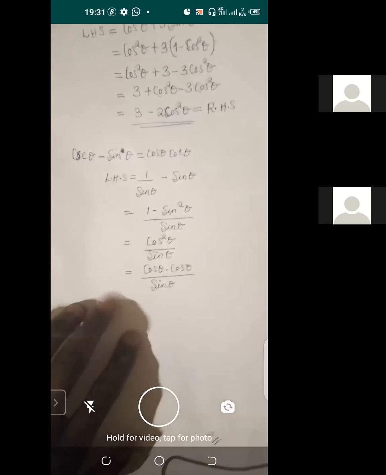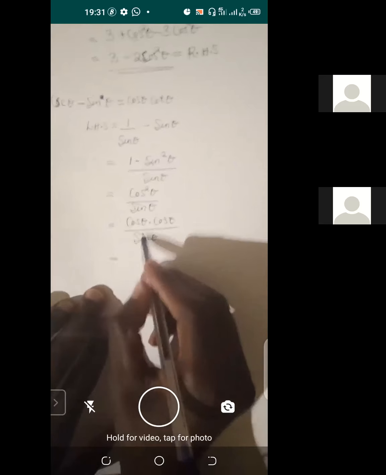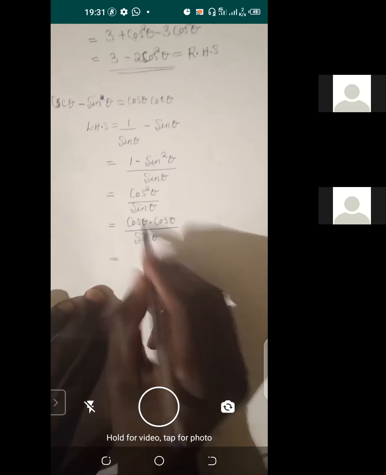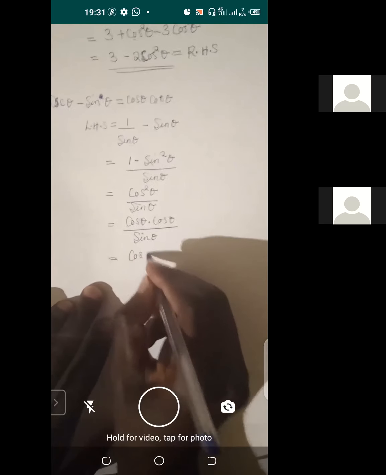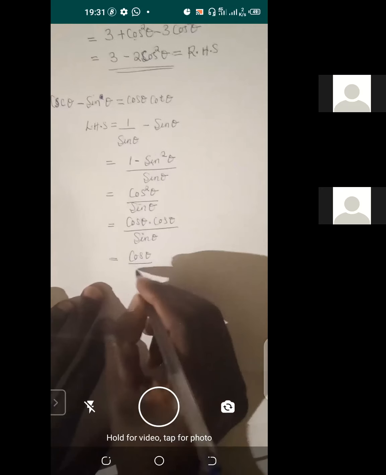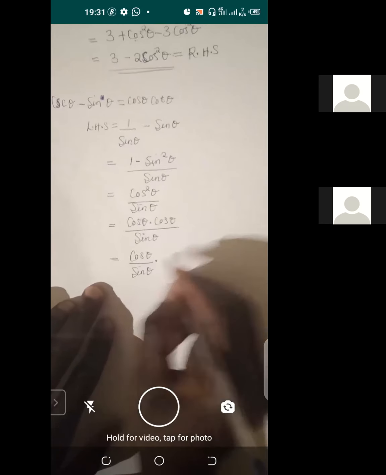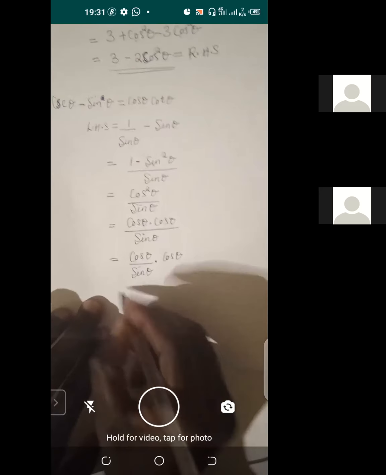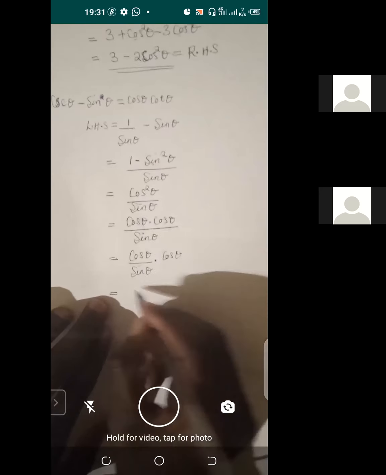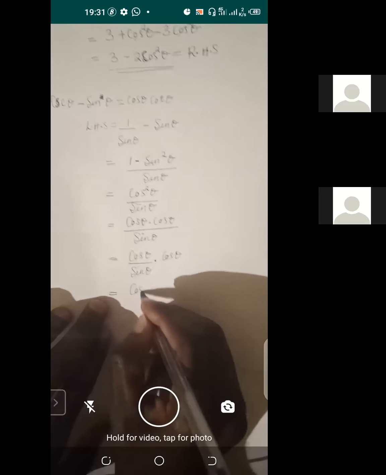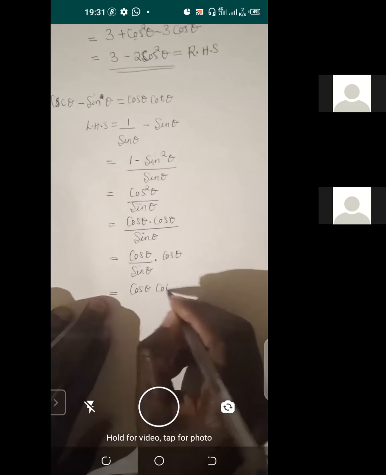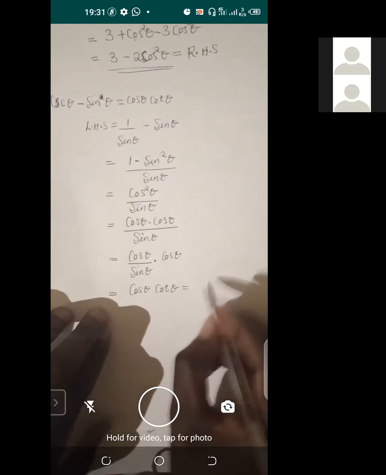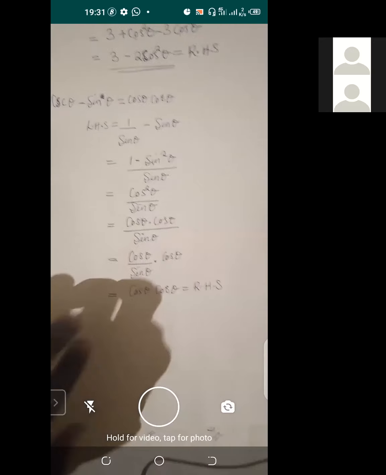So this can be written as cos theta over sine theta times cos theta. Then you see that this is equal to cos theta cot theta, which is equal to the right-hand side. So you've shown.